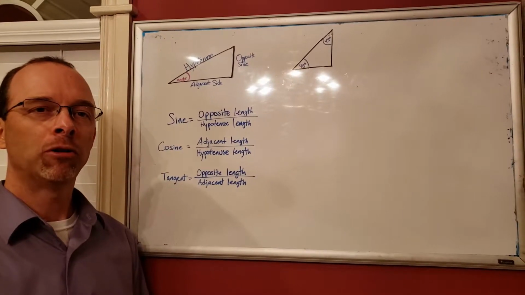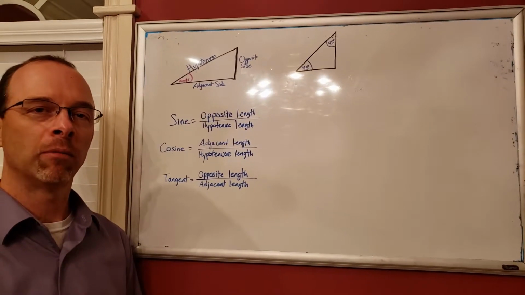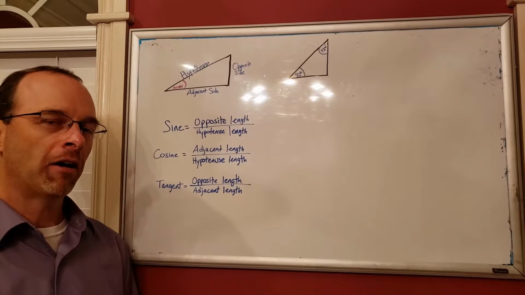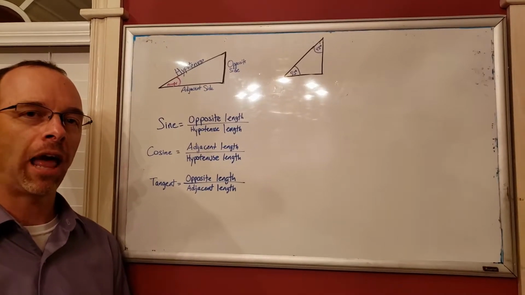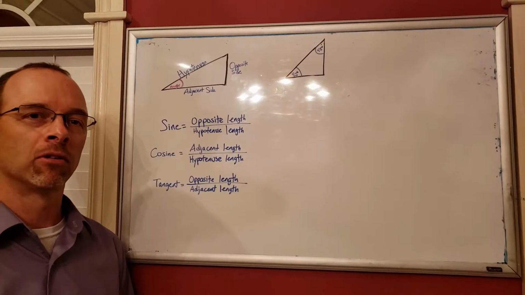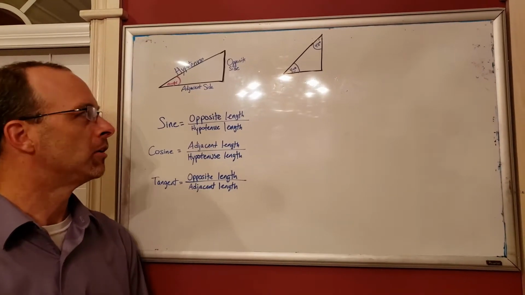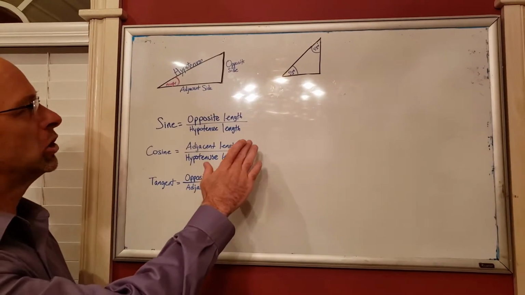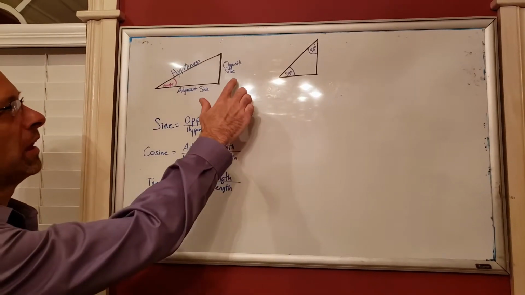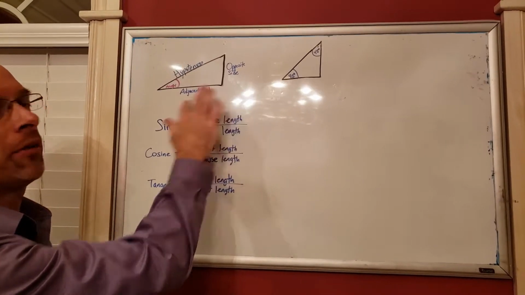Hello folks, I want to quickly and simply explain what sine, cosine, and tangent are. They are not nearly as complicated as they were described to me when I was in junior high and high school, and probably a lot simpler than they've been explained to you. Sine, cosine, and tangent are simply comparisons of the length of one side of a triangle to another side.